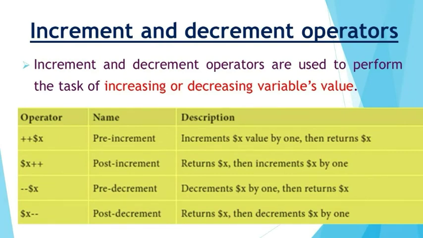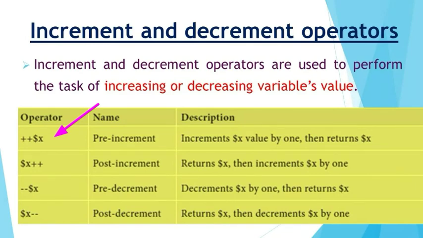But if you want to decrease the value of the variable, you can use the decrement operator. See the operators. This is the pre-increment operator, ++$x. This $x is a variable. You have to write the dollar symbol with the variable name. So ++x means pre-increment. Pre-increment means the plus is given first, so first you increment the value of x by 1 and then return the value of x.